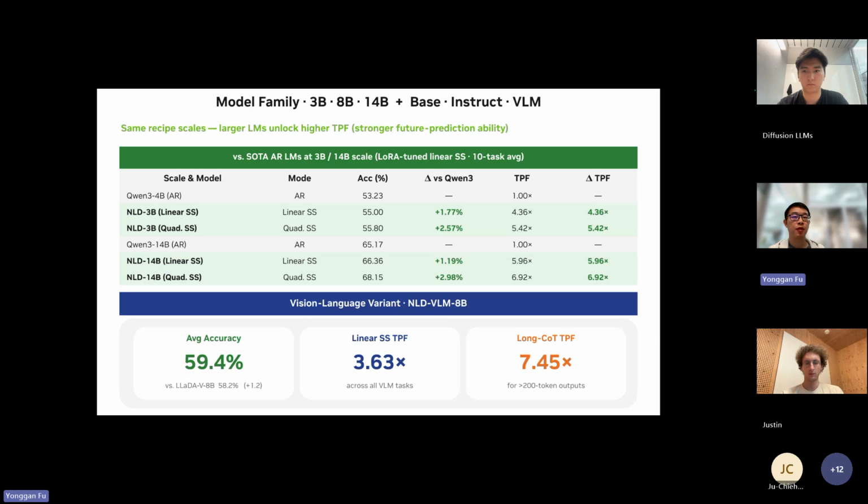We also trained our 8B model into a vision language model, and it is the current best diffusion VLM across all existing public diffusion VLMs. It can be especially powerful on some long CoT benchmarks, like, I think, MMMU Pro. It can achieve about 7.5x speedup on questions that require answers of more than 200 tokens.